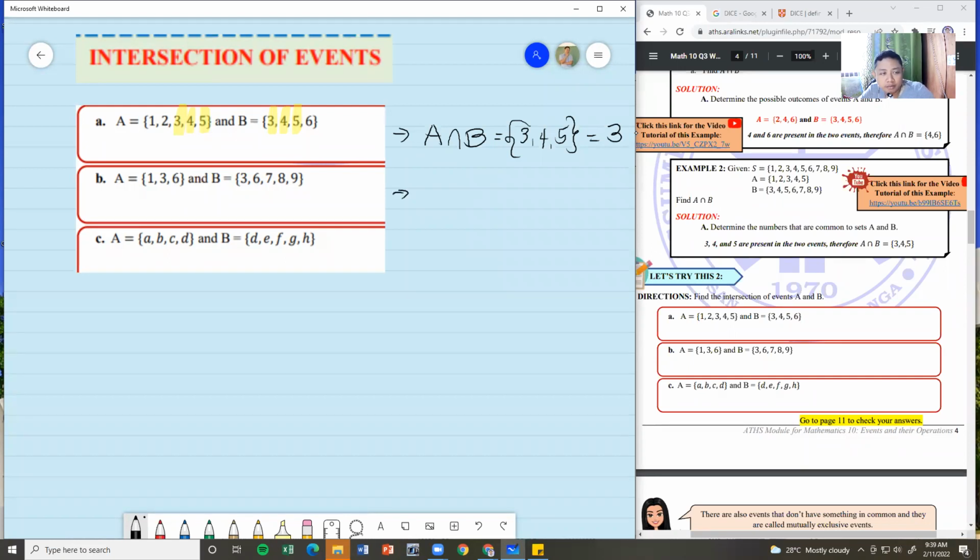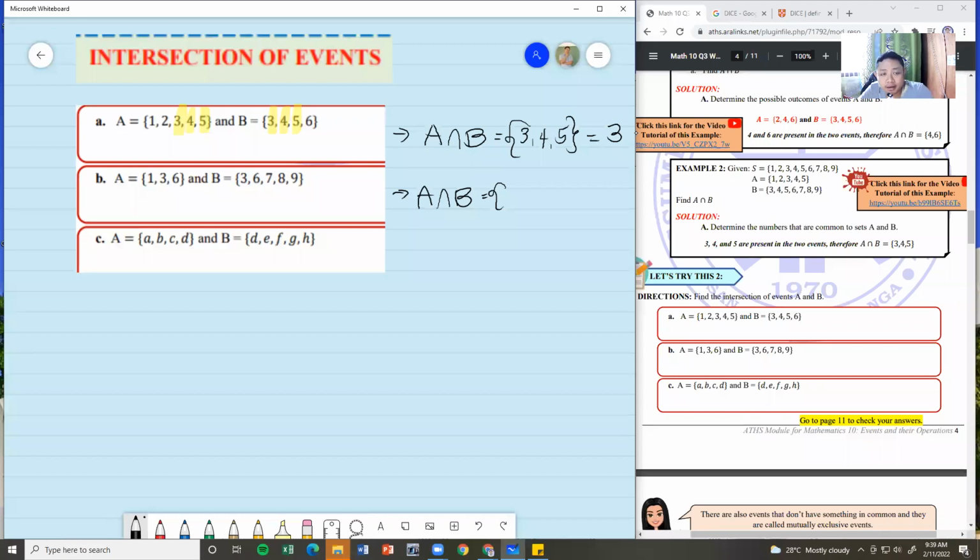Next, what about for B? A is 1, 3, 6. B is 3, 6, 7, 8, and 9. What's the intersection of A and B? What's the intersection? Type it in the chat box, please.